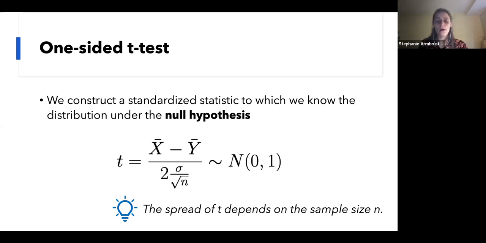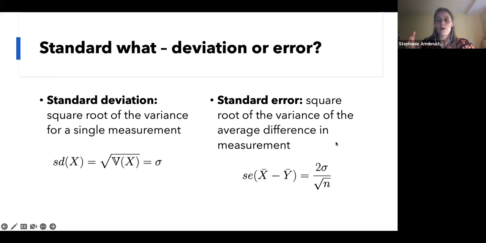And another thing that you will probably notice here is that the sample size, n, plays a very important role, because it determines how our t is spread, which means how wide the range of possible and purposeful t values is. Good. So as I promised, touching back on this big standard deviation, standard error, you probably heard both. They are related, but they're not the same thing.